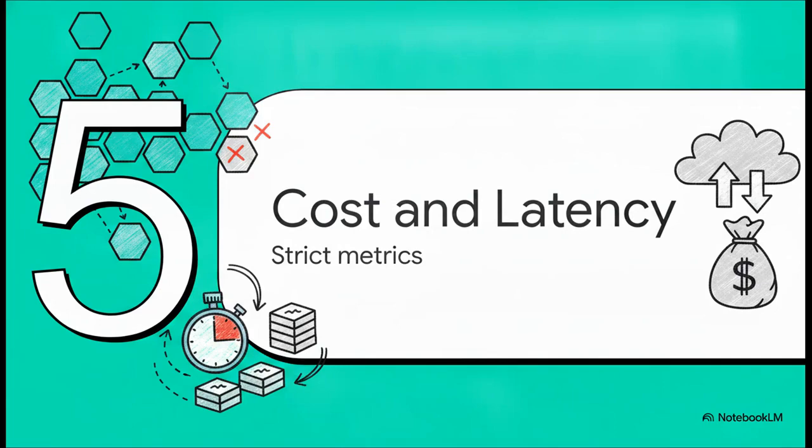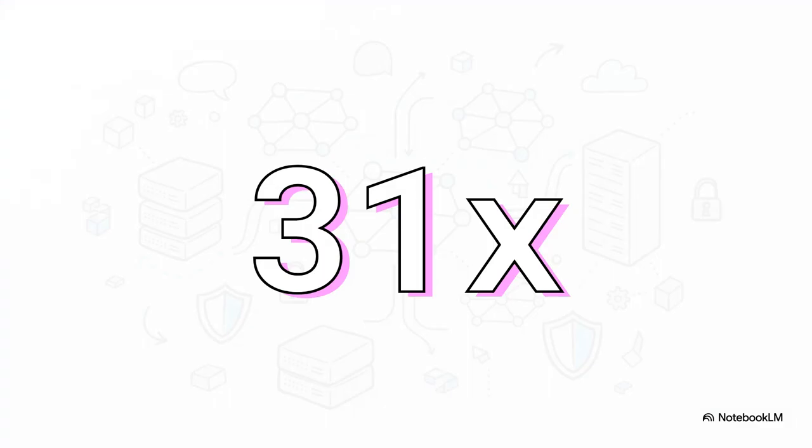Section 5. Optimizing cost and latency. Hitting strict production metrics. Engineering is fundamentally about constraints, so let's look at the hard data on how advanced memory architectures optimize latency and token budgets. You cannot scale a system if every single memory retrieval bankrupts your cloud architecture.